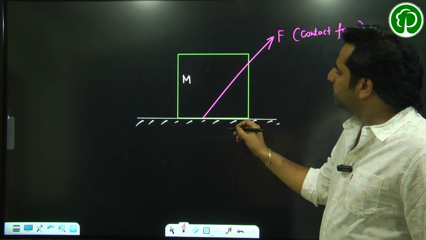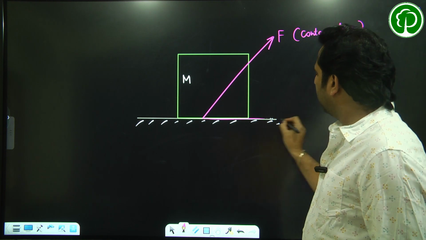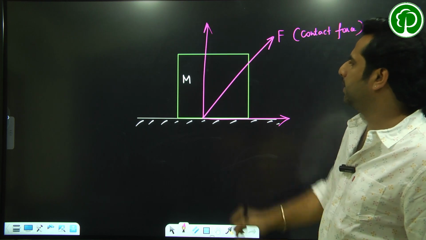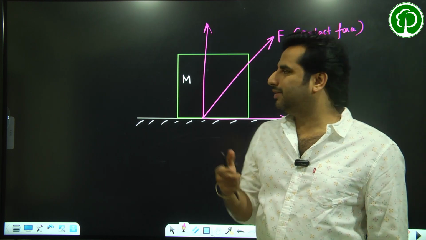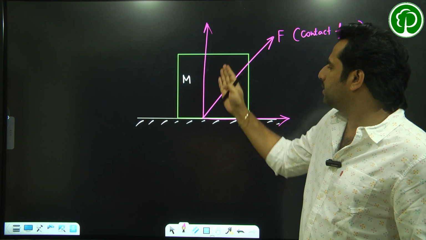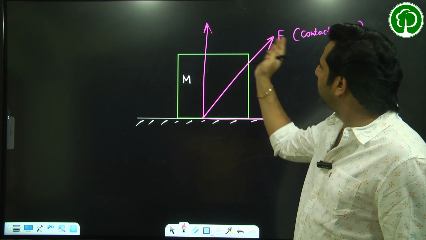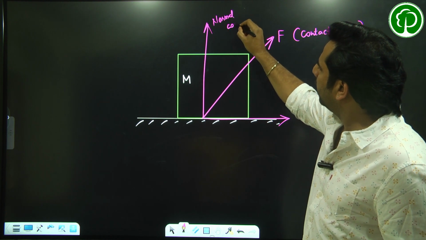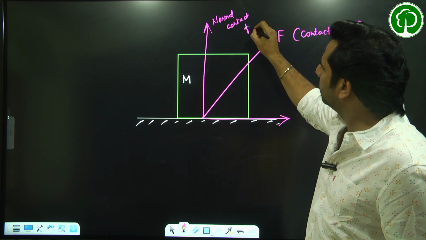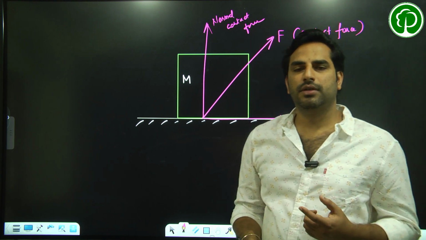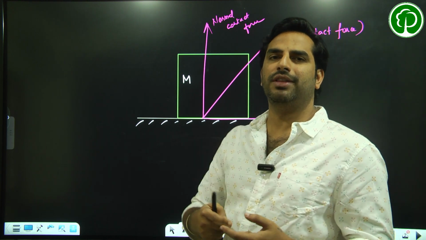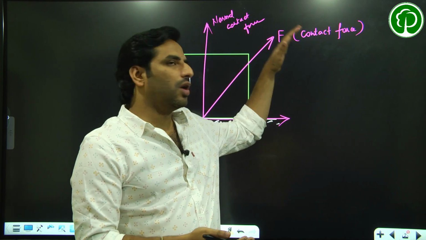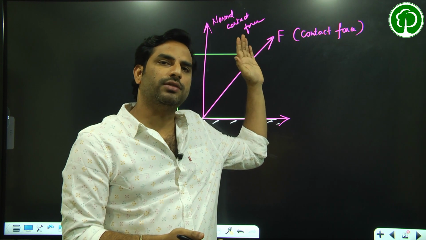This contact force, if you resolve into two components, you get a parallel component and a perpendicular or normal component. The word normal has arisen because of its direction. So this normal component of contact force is known as normal contact force. Point number one, this force arises only when there is contact between two surfaces. Point number two, the normal component of this contact force is known as normal force or normal contact force.